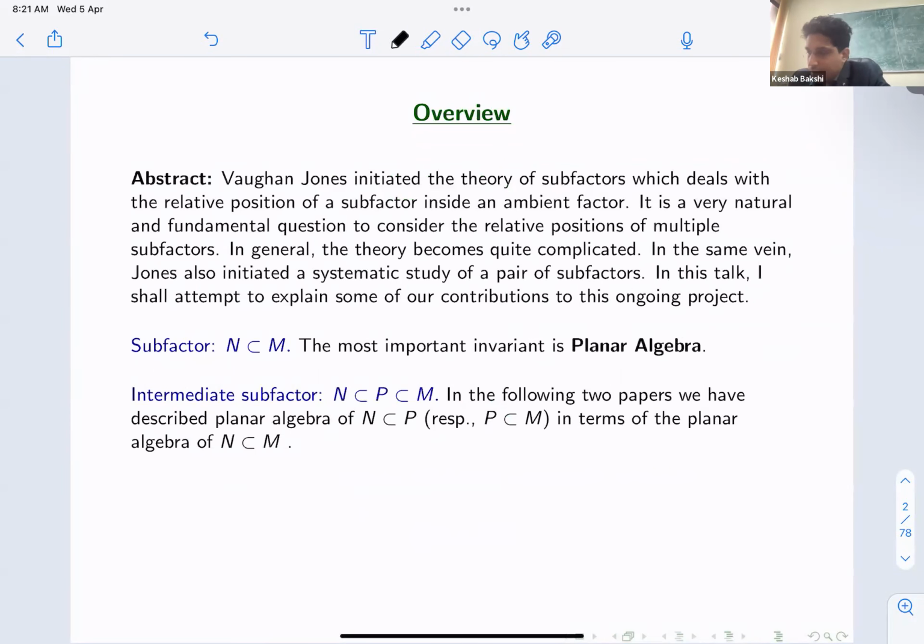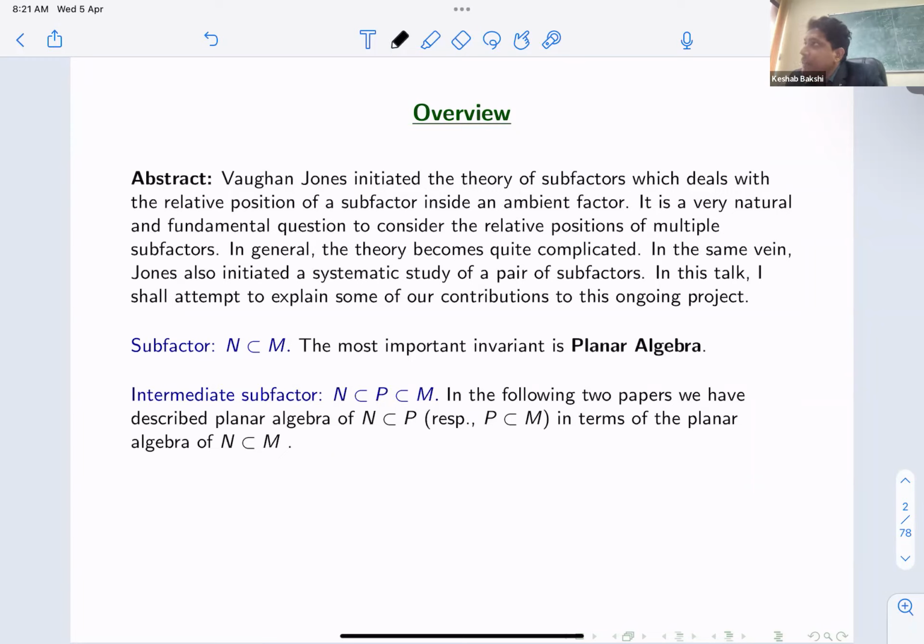So basically, as I told in the abstract, Vaughan Jones introduced subfactor theory. So this is basically how one subalgebra is embedded inside another algebra. That algebra is simple, basically. So that is called a subfactor. So there is only two algebras involved: one factor, how it is sitting inside another factor.